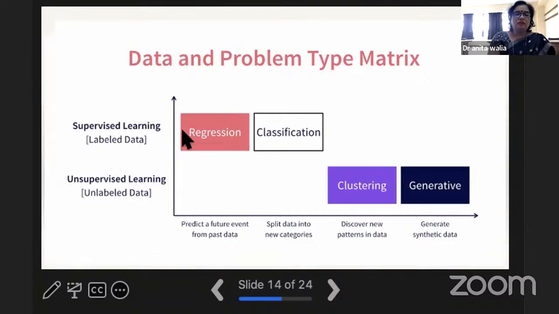As you know, machine learning has three types of classification: supervised, unsupervised, and reinforcement. But in this case, we are using both. Supervised learning trains the AI model with labeled data and uses regression and classification methods, whereas unsupervised learning uses input data which is not labeled and uses clustering and generative methods.